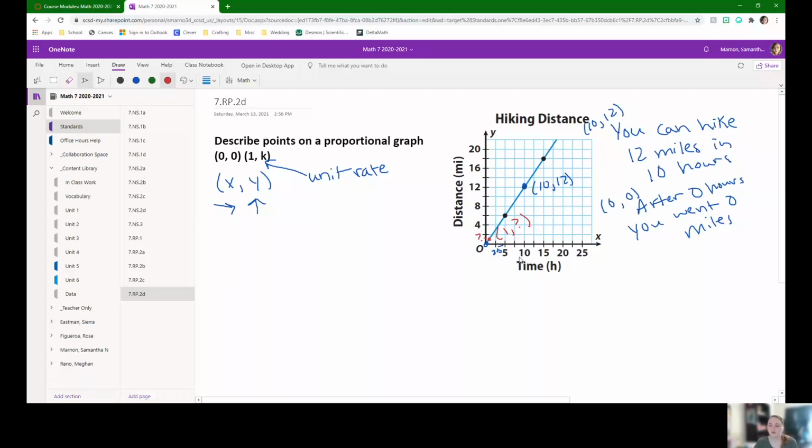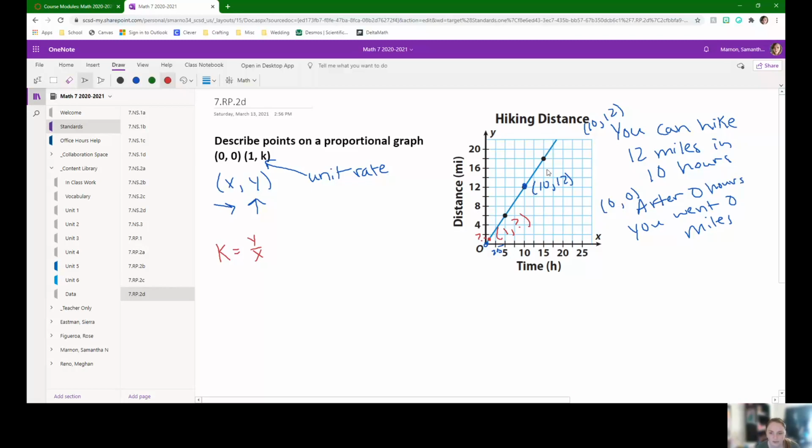So because we know it's the unit rate, we actually need to use some of our skills from 7.RP.2b, finding the constant of proportionality to help us. So we know that to find k, we can do y divided by x. Well, when we have a graph, we have a bunch of y divided by x things. So we just need to pick a point that is on the graph. So let's go with this 10, 12 we already used.